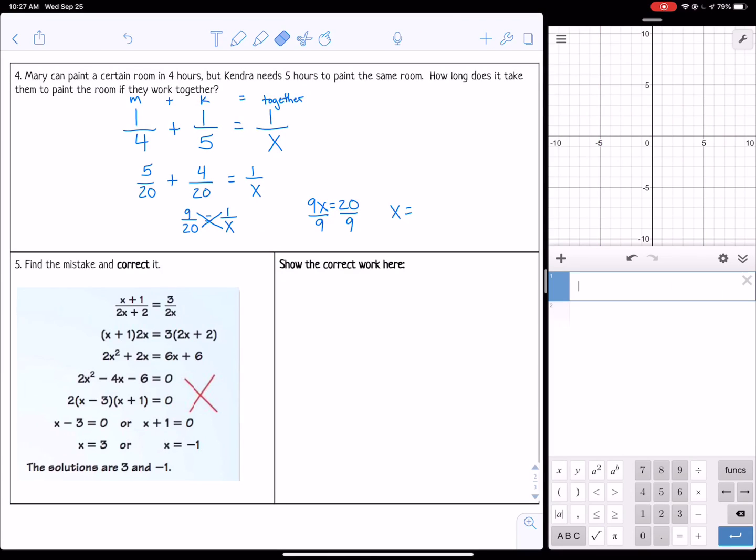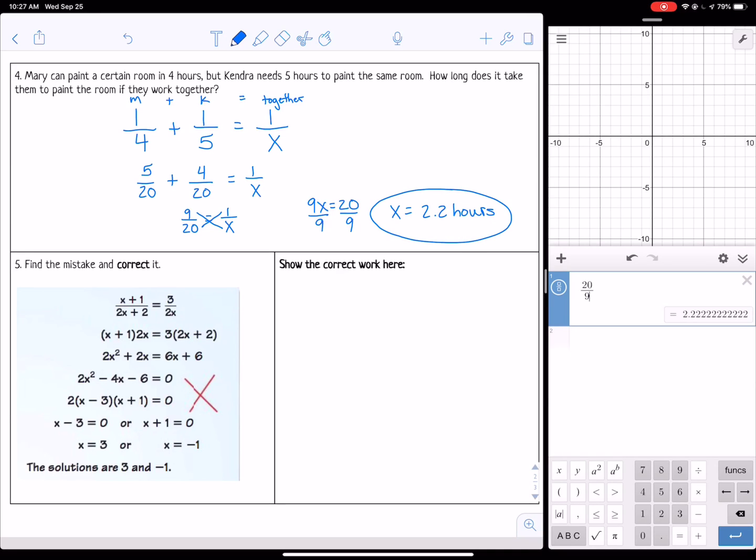Let's get a better number for that. What is 20 divided by 9? It's about 2.2 hours, because that's what we were given, working together. If you need hours and minutes, by the way, you could say 0.2 is the portion of the hour, times 60 minutes. So it's actually 2 hours and 12 minutes, which is another way you could say that. I'm okay with either answer on your quiz.